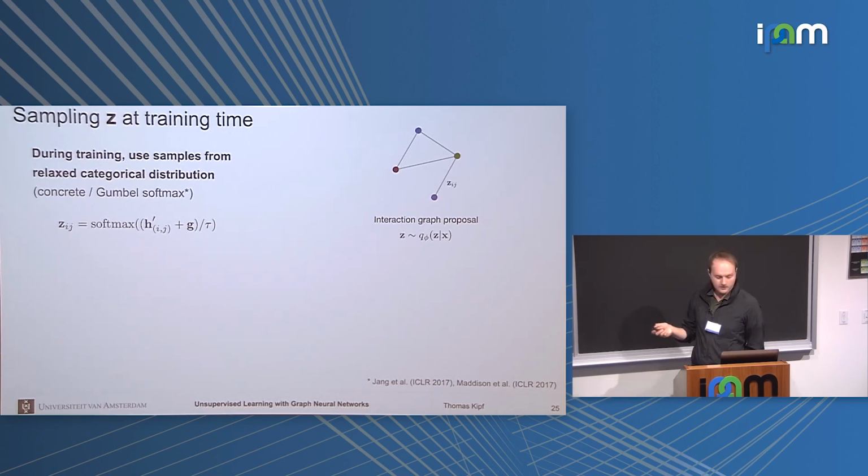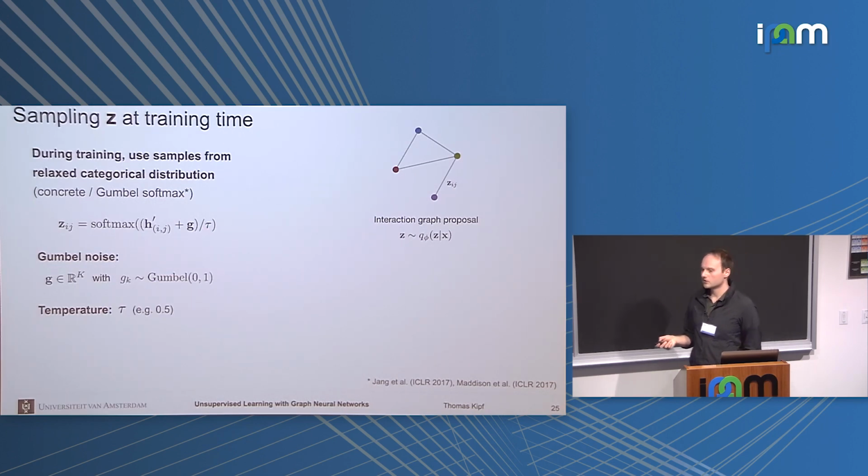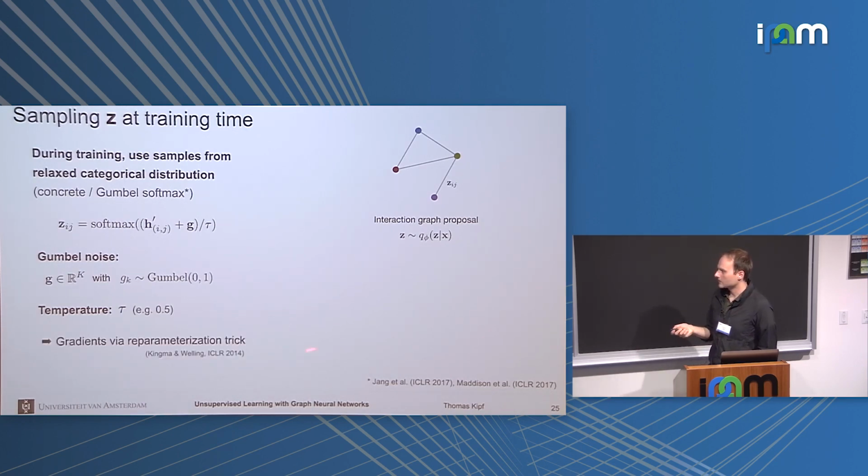So g is noise from a Gumbel distribution, and tau is a temperature that tells you how good the approximation should be. If tau is very low, you get close to a discrete distribution. If it's very high, you get close to a uniform, very soft distribution. And then you can get gradients for this whole thing by a reparameterization trick. Basically, this just means you can implement this in PyTorch, for example, and the gradients will flow directly through the softmax function here. The noise and the sampling procedure is all happening in this non-parameterized Gumbel distribution.